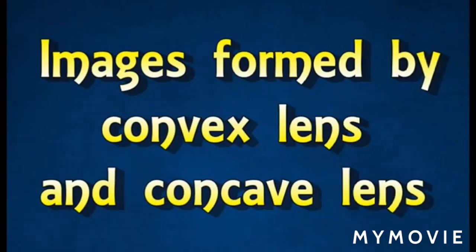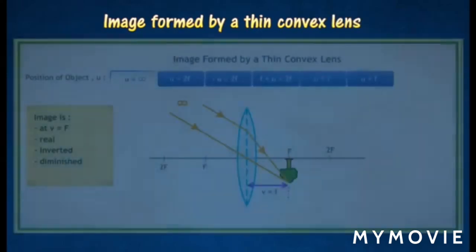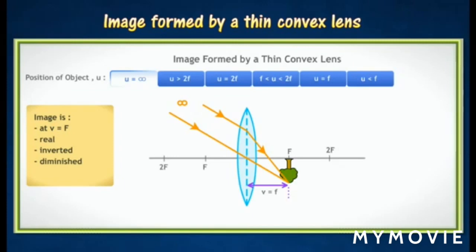Images formed by convex lens and concave lens. The characteristics of images formed by a convex lens depend on the position of the object. When the object is placed at infinity, the image will appear at f, which is equal to v. The image formed is real, inverted and diminished. This position is used as the objective lens of a telescope.